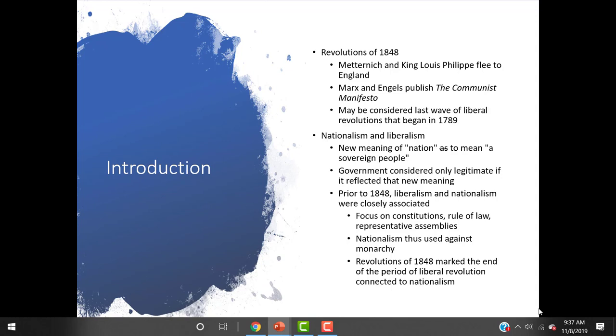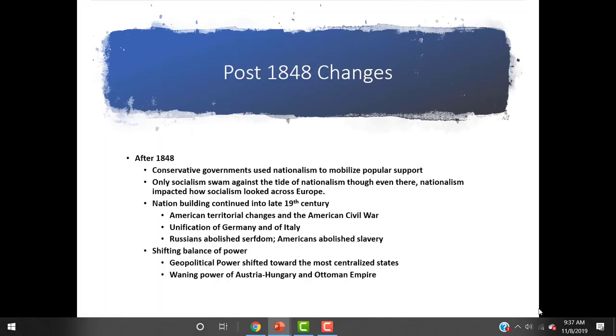The revolutions of 1848 marked the end of the period of the liberal revolutions that were connected to nationalism. After 1848, the conservative governments, and there were several of them, began to use nationalism to try to get popular support, to get the common people behind them. But only socialism was going against the tide of nationalism, and even there, nationalism was going to impact how socialism was viewed across Europe.